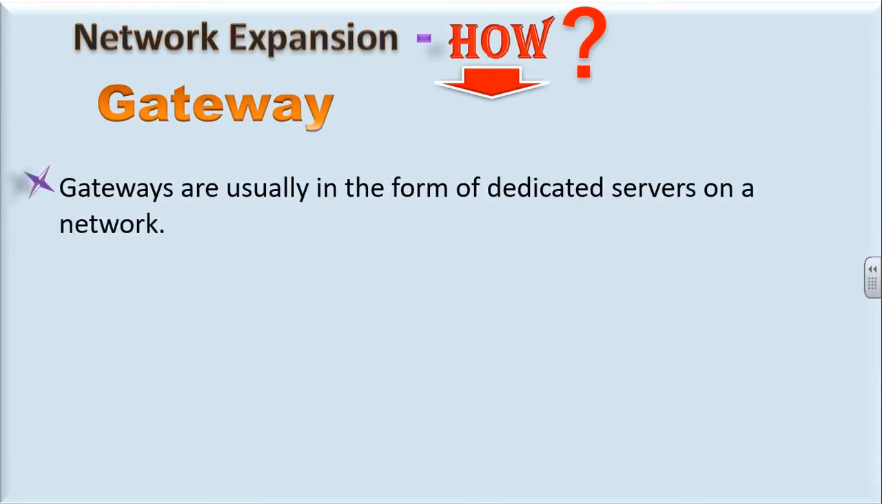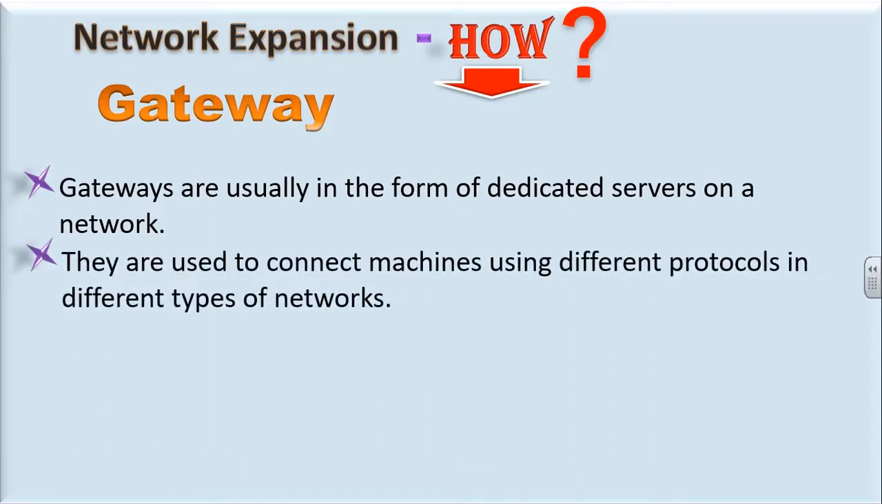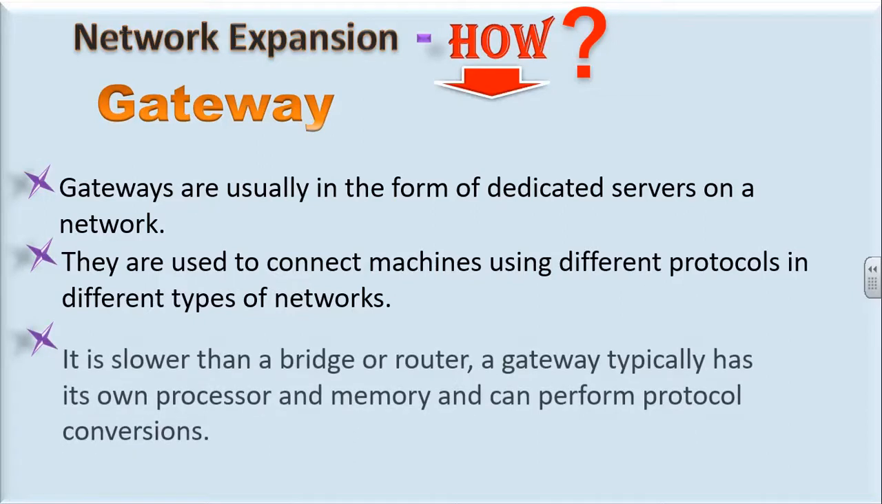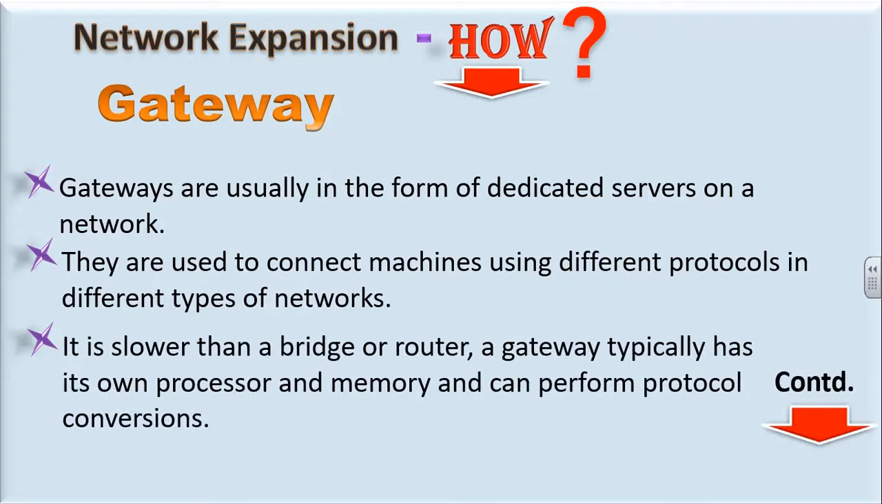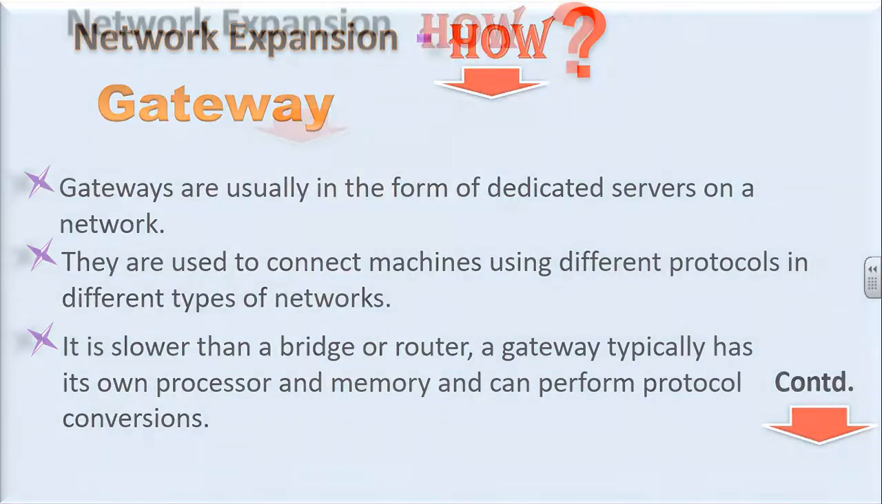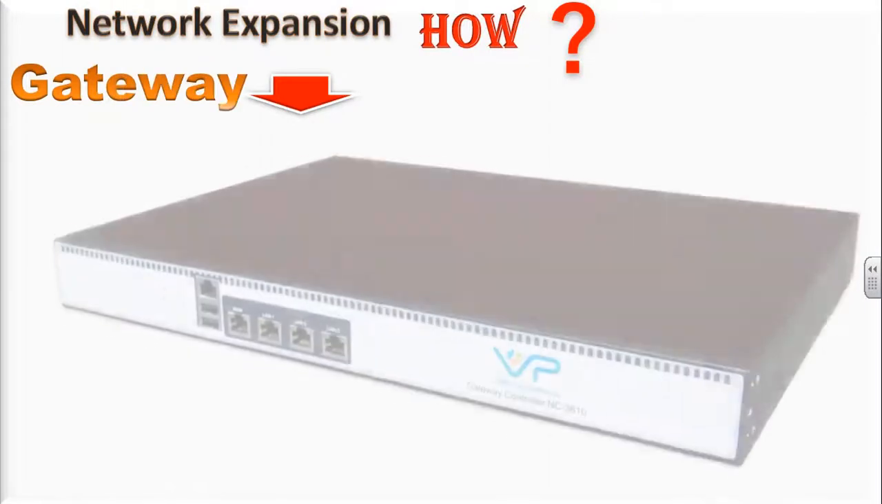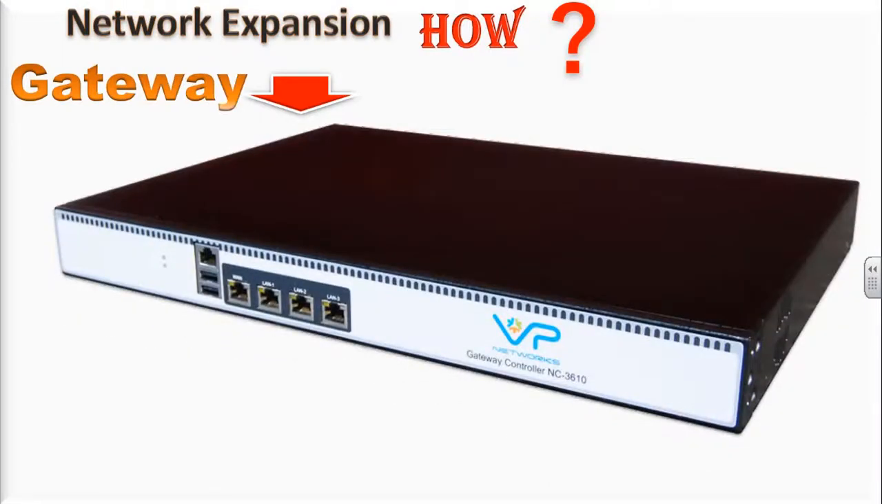The last one is gateway. Gateways are usually in the form of dedicated servers on a network. They are used to connect machines using different protocols in different types of networks. It is slower than a bridge or a router. A gateway typically has its own processor and memory and can perform protocol conversion. This is the photograph of gateway.